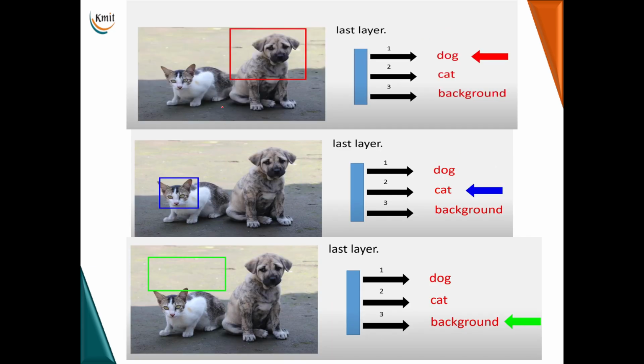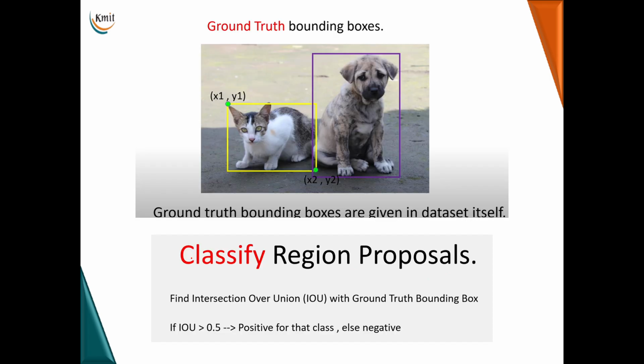So the probability of generating dog, in this bounding box, is in the first neuron, cat for the second neuron, and background for the third neuron. So in this bounding box, as no object is present, this third neuron will be fired, indicating that it is background.